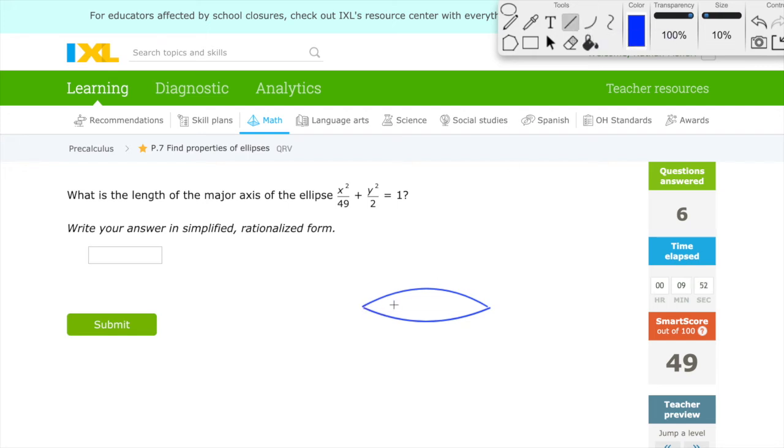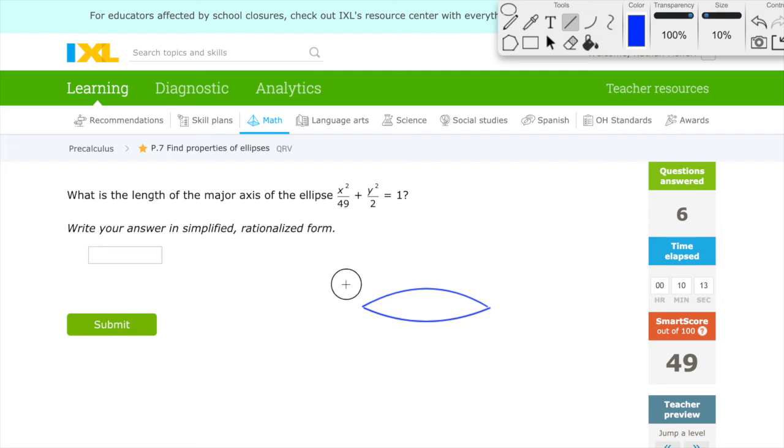So I need to figure out from here to here, how far across. We also talked about on Desmos that the vertices are at the square root of this, negative and positive, unless it's shifted or something, but in this case it's not because there's nothing with the x and the y. So the square root of 49 is 7.